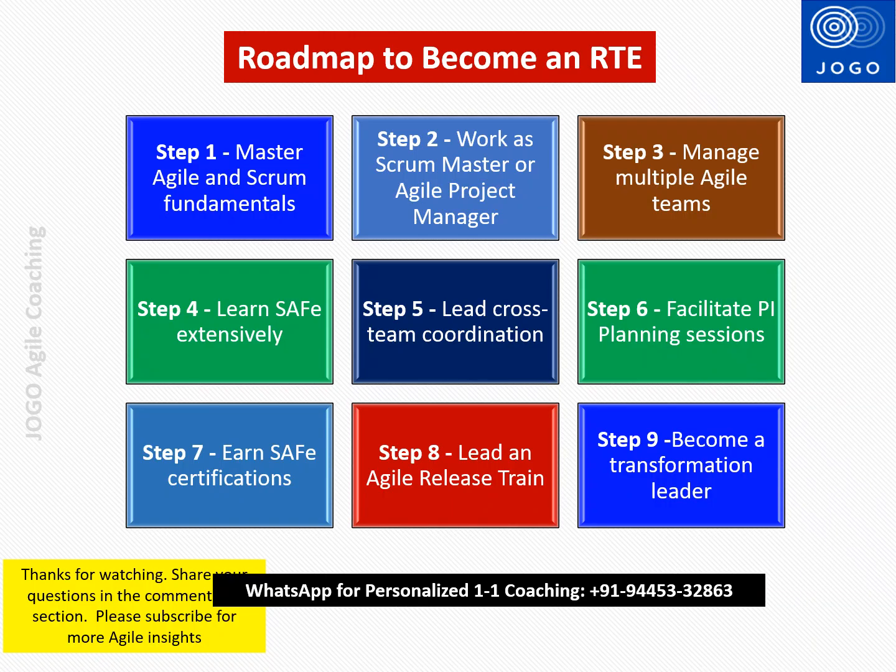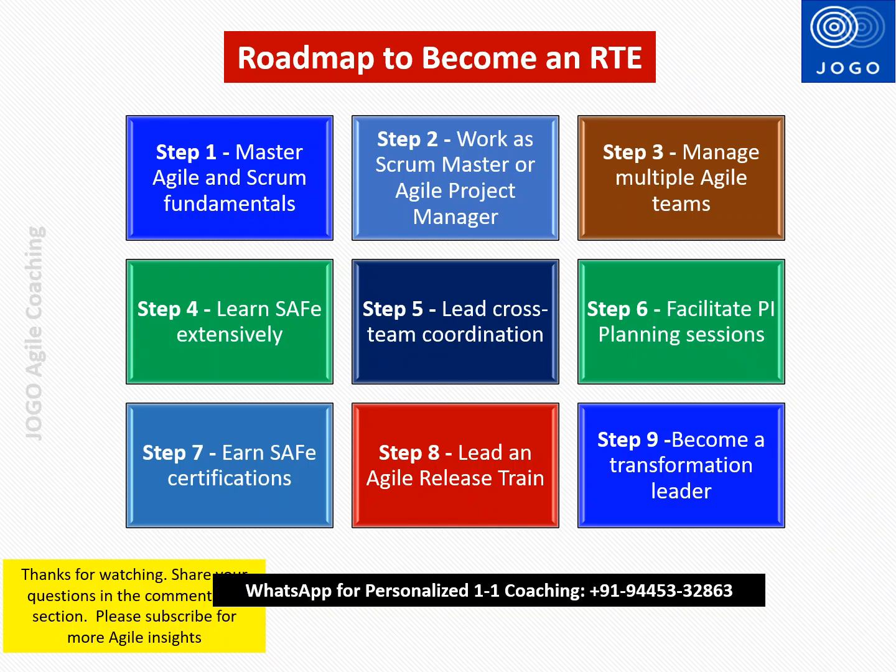The fifth step is lead cross-team coordination. Ensure that you get an opportunity to coordinate cross-team collaboration. These teams can be a development team, testing team, UX team, DevOps team, infrastructure team, or cybersecurity team. Explore opportunities to collaborate with the various teams and coordinate the activities. This is the fifth step. Sixth step is facilitate PI planning sessions. Join the existing RTE, understand the facilitation, and contribute to the facilitation of PI planning. This is the sixth step.